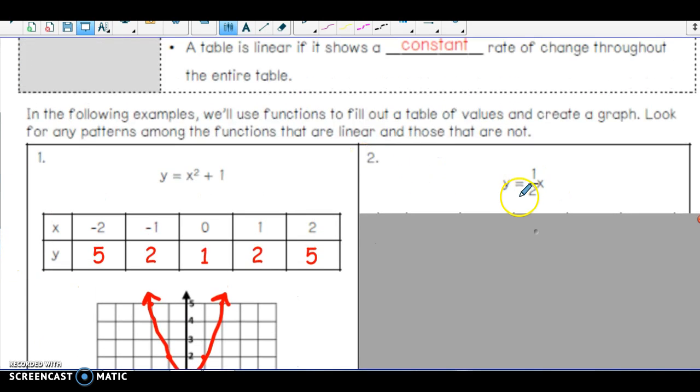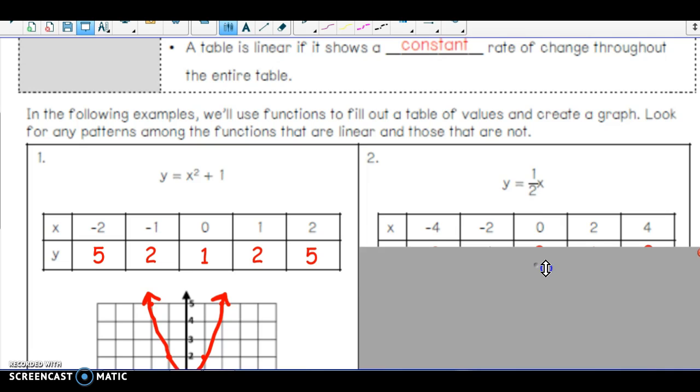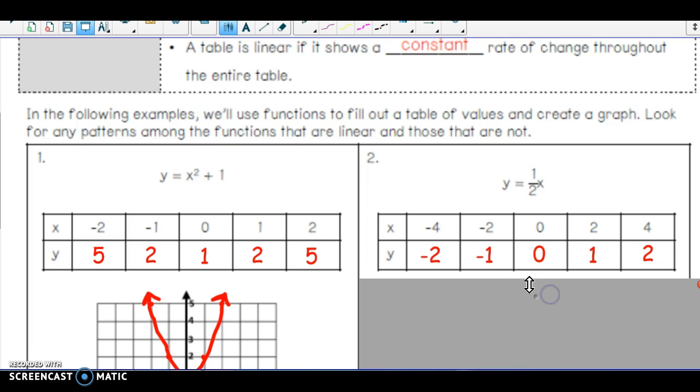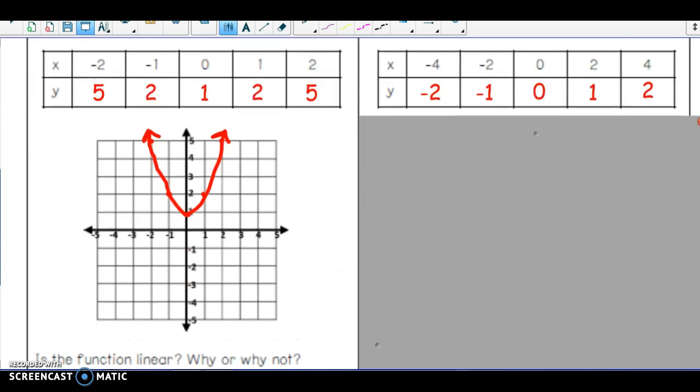Next example, you're given y equals 1/2 x. This equation reminds us that whatever x value you're plugging in, we're going to take 1/2 times the value of that. So 1/2 of -4 is -2, 1/2 of -2 is -1, 1/2 of 0 is still 0, 1/2 of 2 is 1, and 1/2 of 4 is 2.